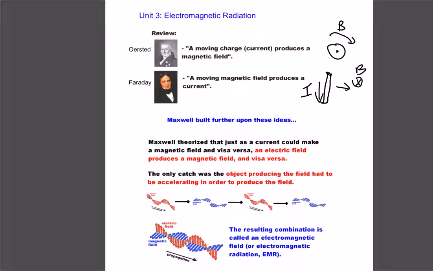So those two are key to figuring out that electricity and magnetism are tied together. An electric charge moving creates a magnetic field, and a moving magnetic field will produce a current. Later, James Clerk Maxwell came along and tried to figure out how these two are connected. Basically, the key to his discovery is that an electric field will produce a magnetic field and vice versa. The only trick is that the object had to be accelerating.